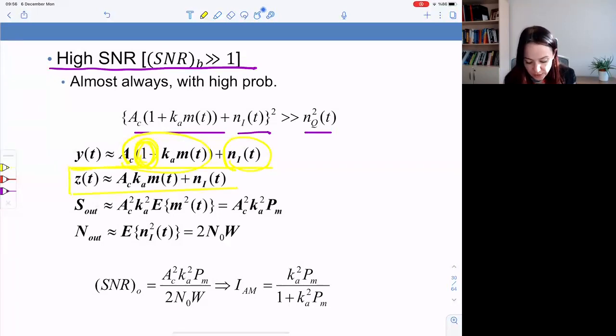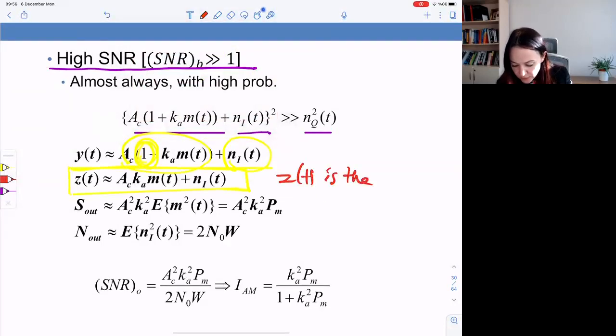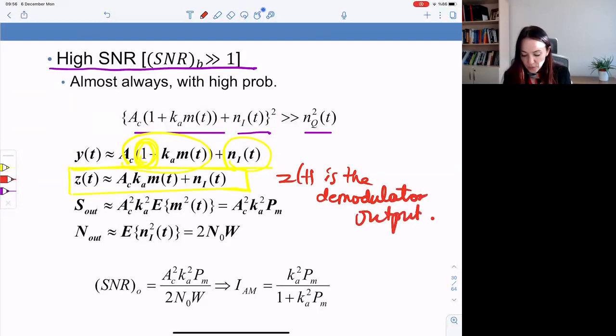So, okay, this is the actual output, not Y of t. So Z of t is the demodulator output. So we are going to compute the SNR from Z of t. So compute this correlation at 0 as AC squared KA squared PM.